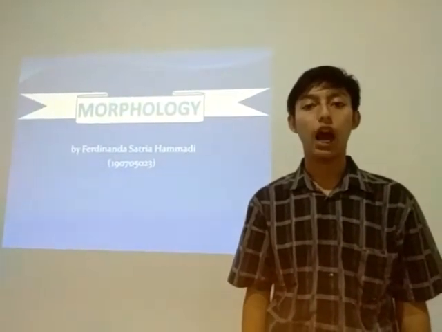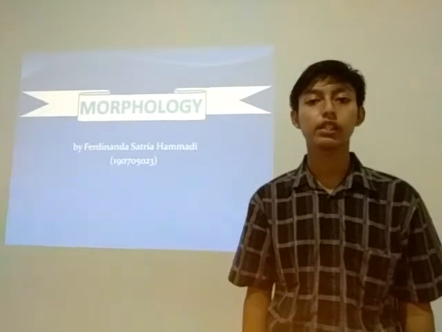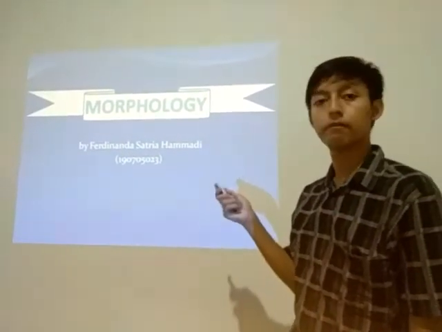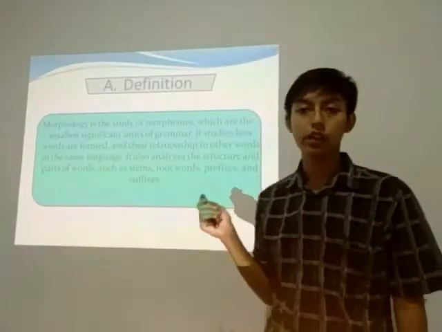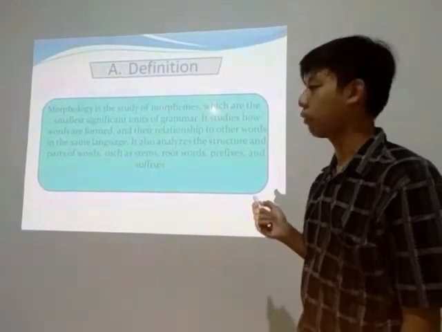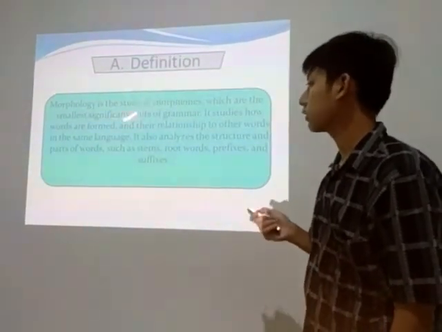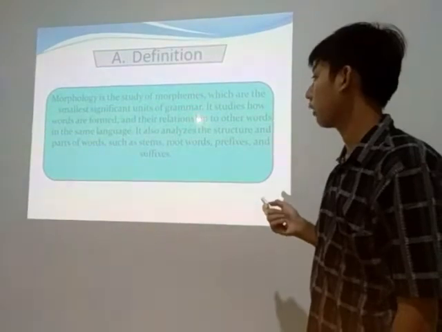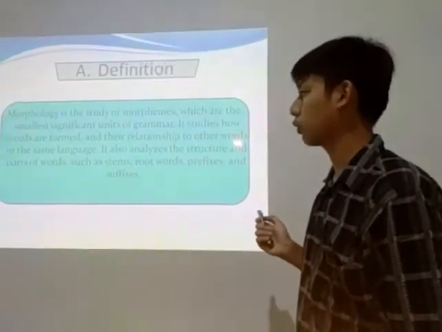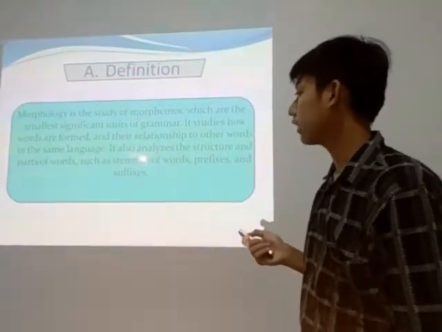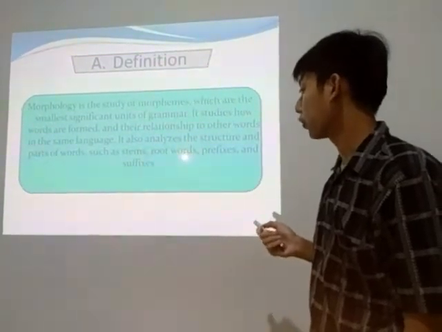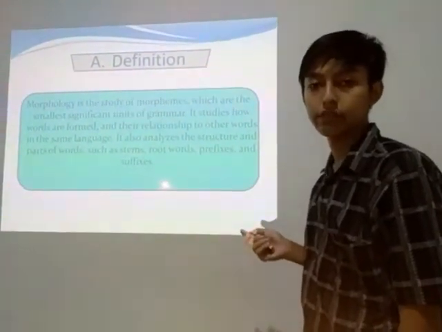And in this video, I will present the branch of linguistics called morphology. First, let's start from the definition. Morphology is the study of morphemes, which are the smallest significant units of grammar. It studies how words are formed and their relationship to other words in the same language. It also analyzes the structure and parts of words, such as stems, root words, prefixes, and suffixes.